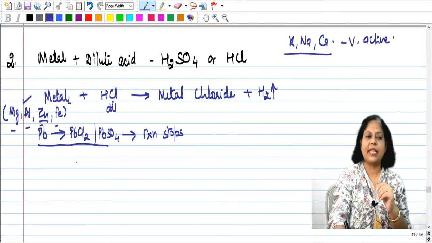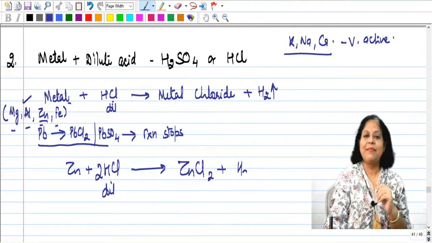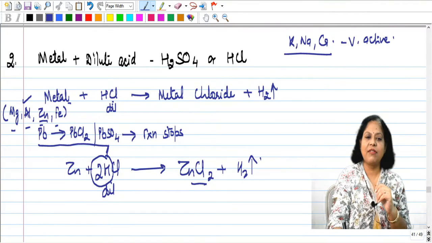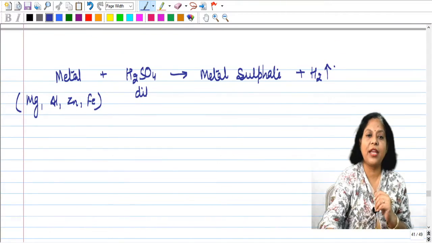So suppose I take zinc. Zinc plus dilute hydrochloric acid, HCl. So you will get what? Zinc chloride plus hydrogen gas. This hydrogen will come out and you will get the metal chloride. Is this clear? So this is how we use dilute hydrochloric acid.